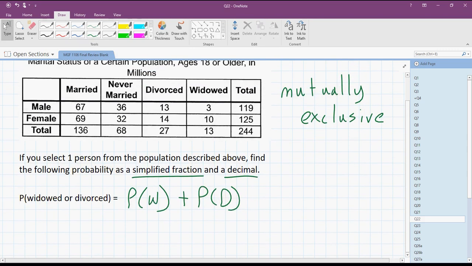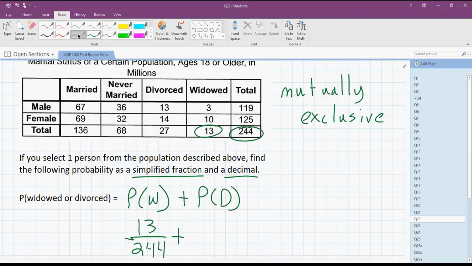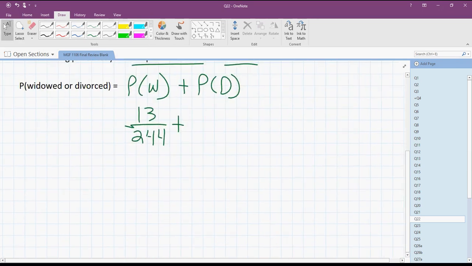So how many people are widowed? There are 13 total. Out of how many total? 244. So 13 out of 244. Plus, how many people are divorced? There are 27. Out of how many total? 244 again. 27 out of 244. And you let the calculator do the work for you.